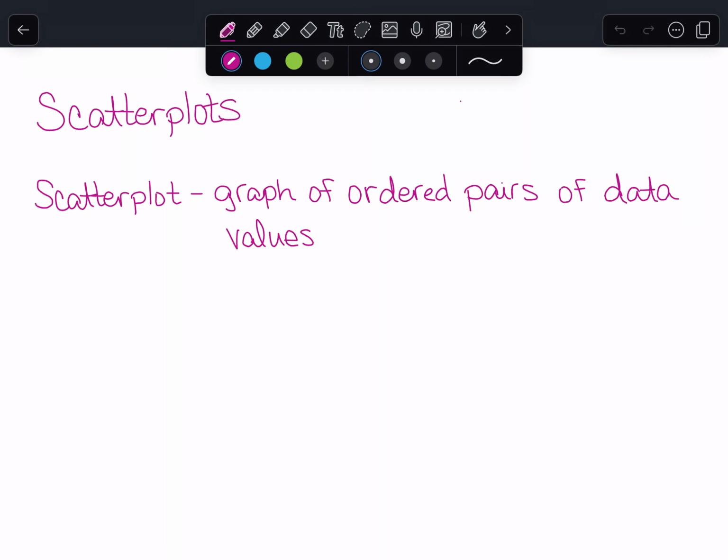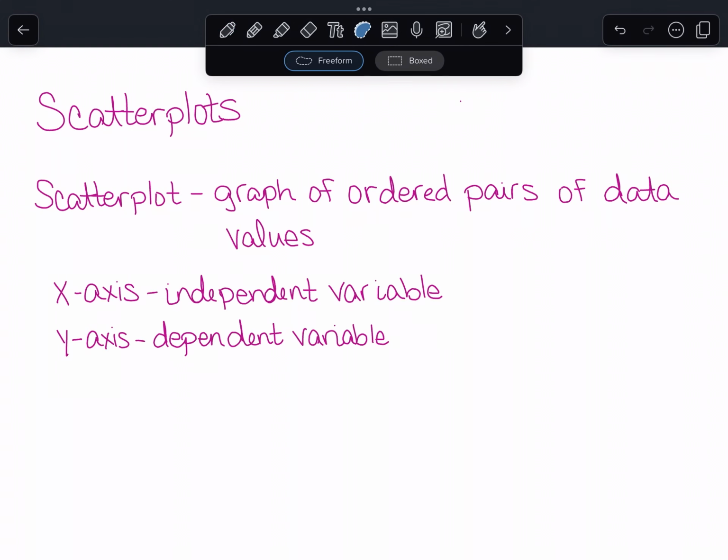In order to construct a scatterplot, our first step would be to draw and label our axes. The x-axis will contain the independent variable, and the y-axis will contain the dependent variable. We then graph each individual in the study as a single ordered pair.